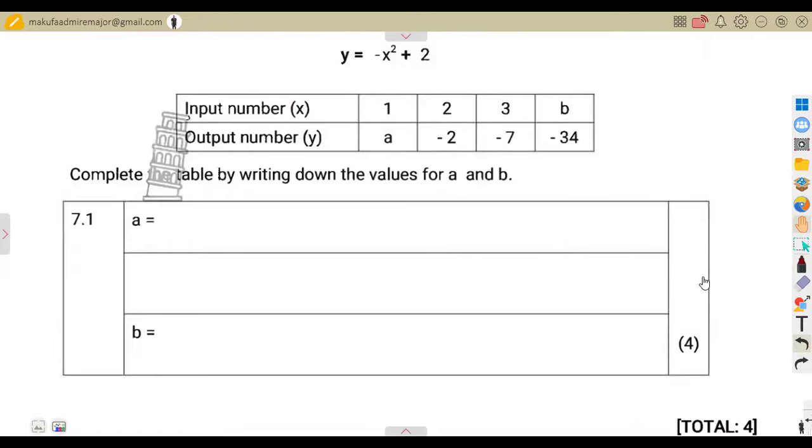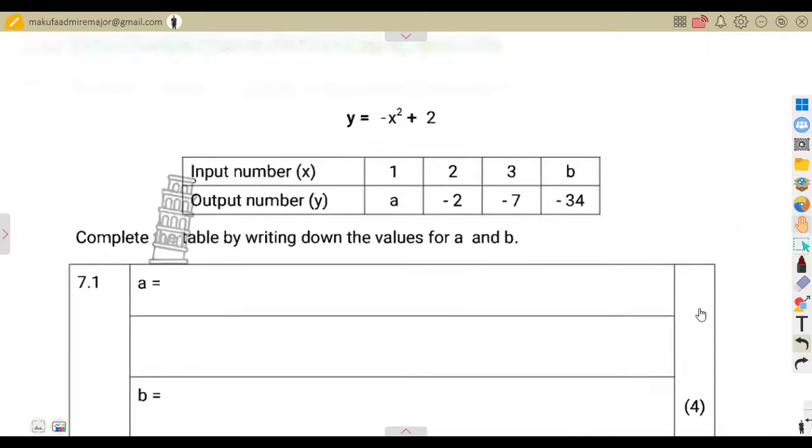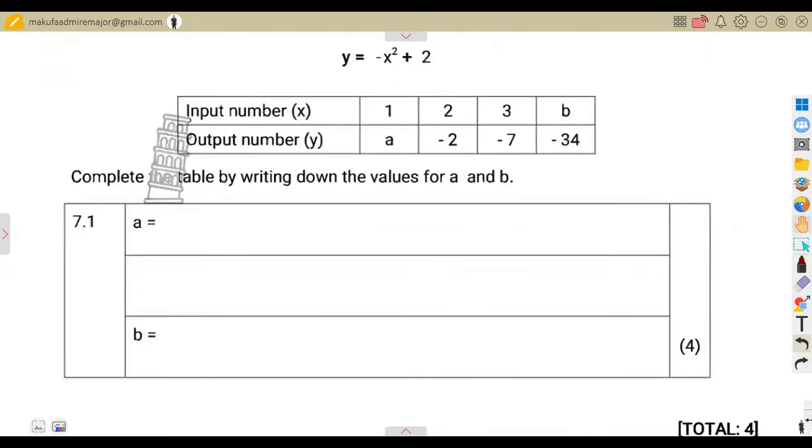All right. Question number 7, we are given an input and output. Y is equal to, so this X is for the input. Remember, X is input, then Y is output. Complete the table by writing down the value of A and B. So this is 1, 2, 3, and so on.